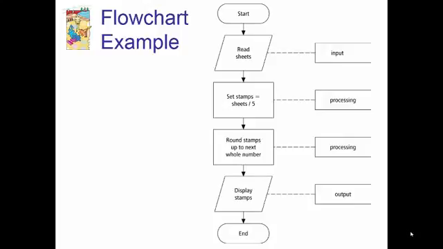So if we look at an example of a flowchart, we see we have our start. Then we read in from the user the number of sheets. So the number of sheets is going to be our input. Then we're going to have a processing step, which says set stamps equal to sheets divided by 5. Round stamps up to the whole number. Then we're going to have an output to the user that displays the number of stamps. That's the end of our example.